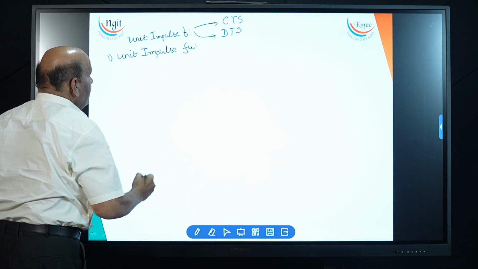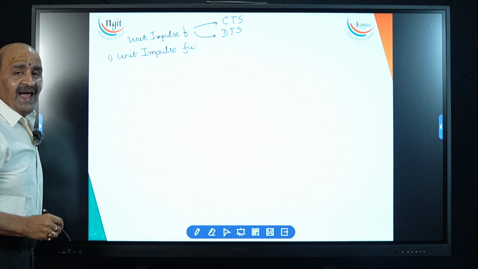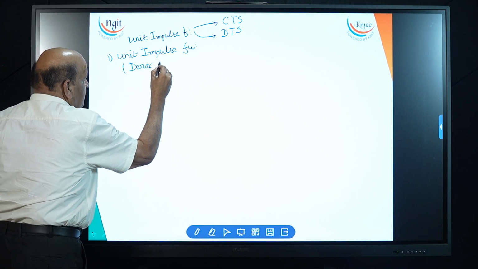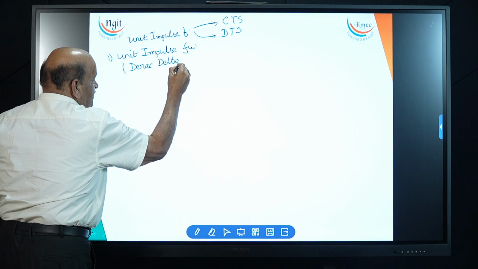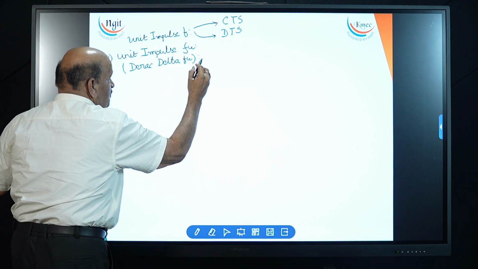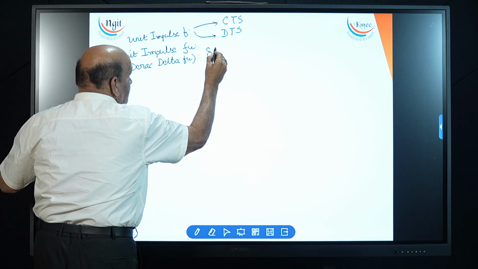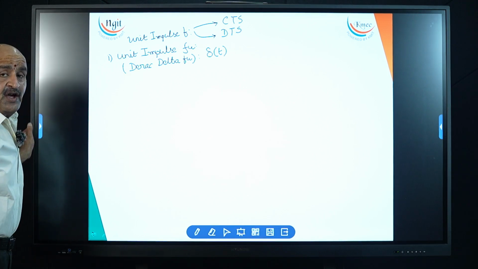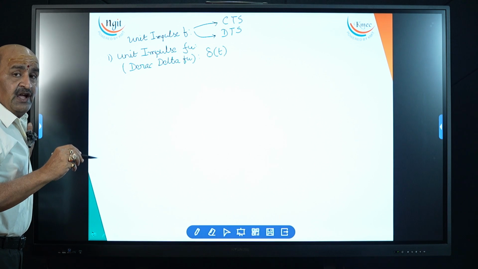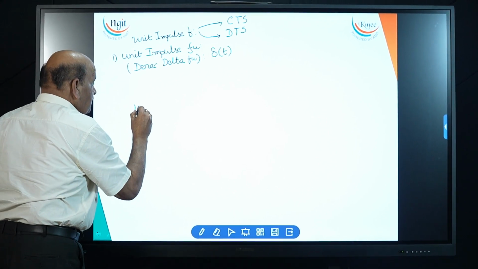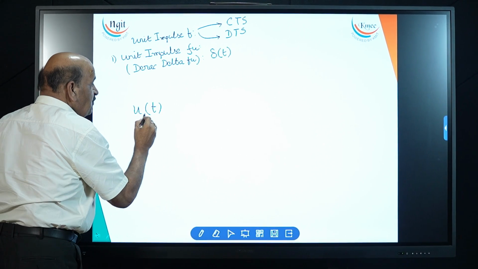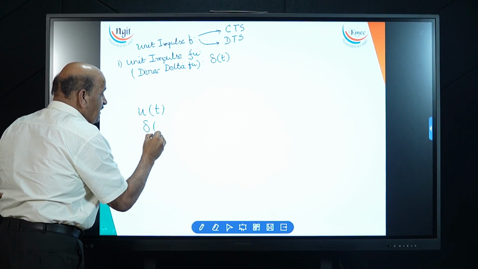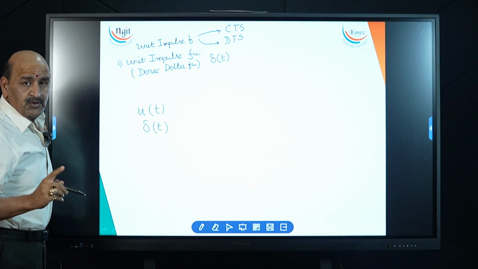Impulse function. Its actual name is Dirac delta function. That's why it is shown by delta. In the previous case, unit step function is denoted by u of t. Look at unit step function, that is denoted by u of t. But unit impulse function, that is denoted by delta of t. These two differences students have to remember.